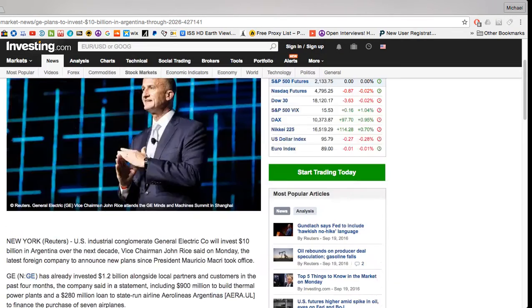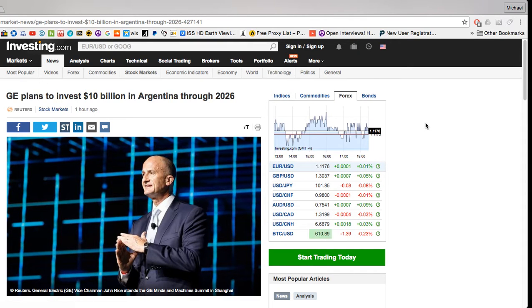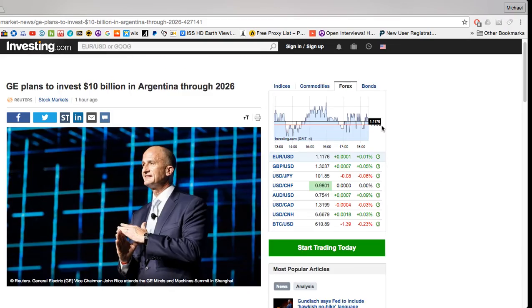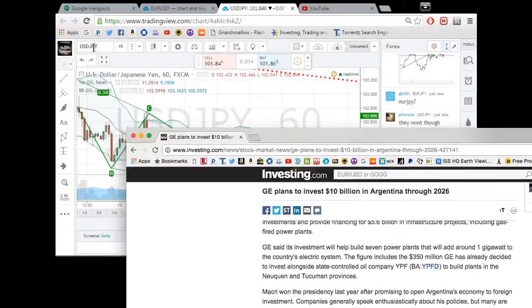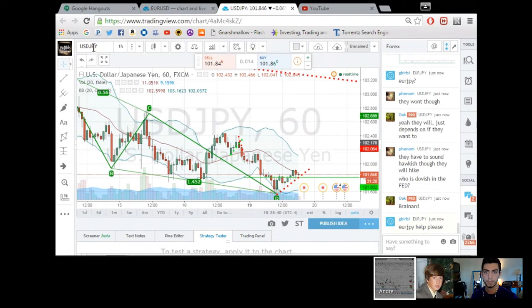Well, in General Electric on Forex, the Argentina currency is probably, and you can only trade the Mexican peso. I don't know if you'd be able to long that. However, if you're into futures or the stock market, you could buy General Electric because they're expanding. But in terms of Forex, I guess that's kind of irrelevant.